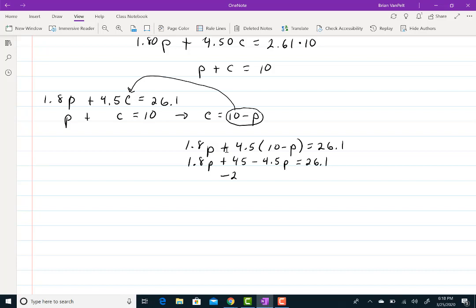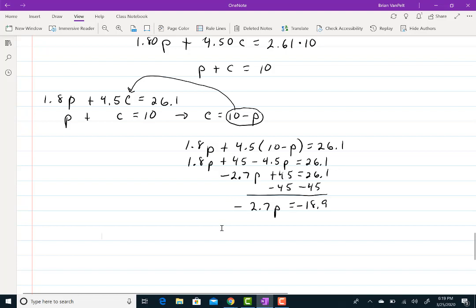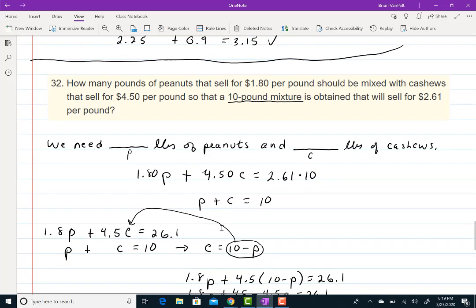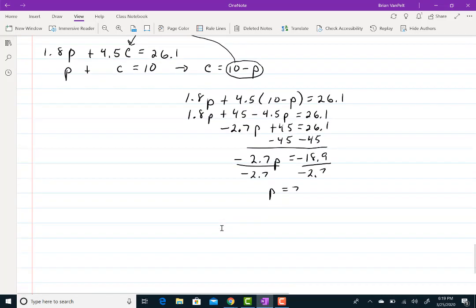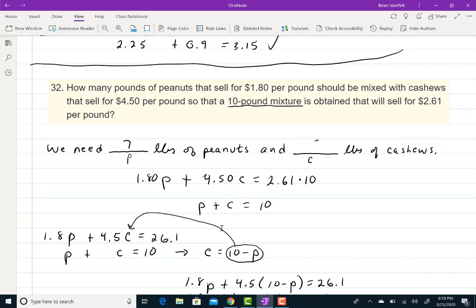Combining like terms, I get negative 2.7p plus 45 equals 26.1. I'll subtract 45 from each side. And it looks like negative 2.7p equals negative 18.9. So divide by negative 2.7, and what do I get? 7? Yes, p equals 7. So I can fill in that spot. And then the c is 10 minus that. So for the amount of cashews, I get 3.